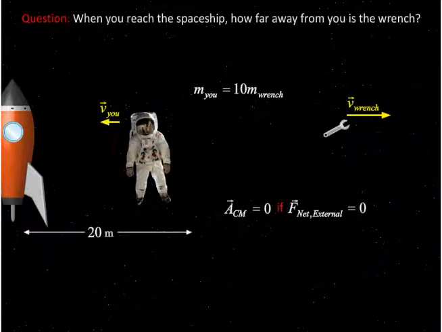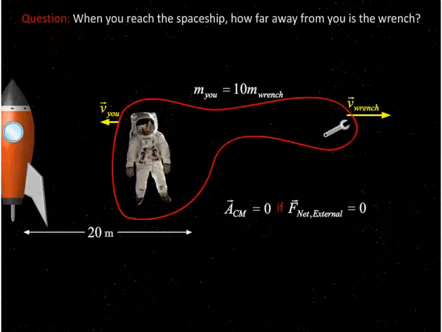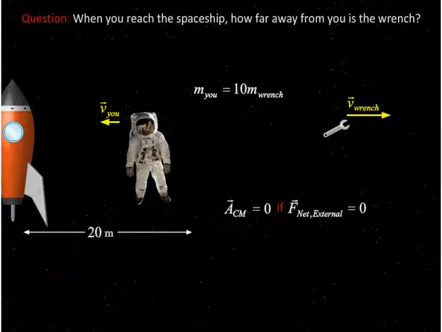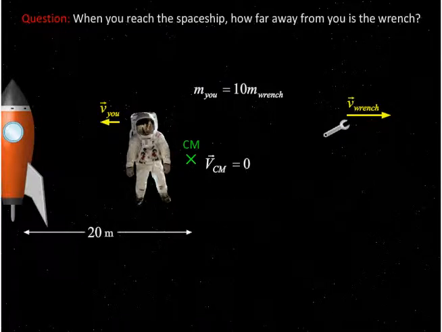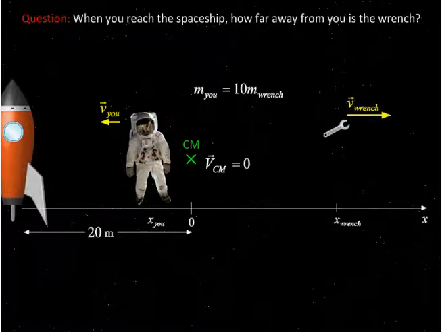In this case, we'll define the system to be you and the wrench, and the center of mass of that system is initially at rest, a distance of 20 meters from your spaceship. Since there are no external forces acting on the system, and the center of mass is initially at rest, the location of the center of mass of the system can never move. If we choose the initial location of the center of mass to be at x equals 0, the center of mass will always be at x equals 0.